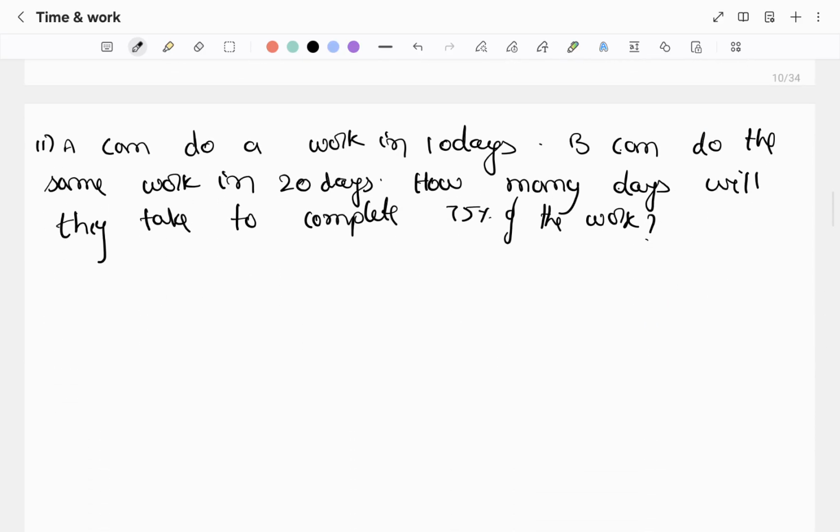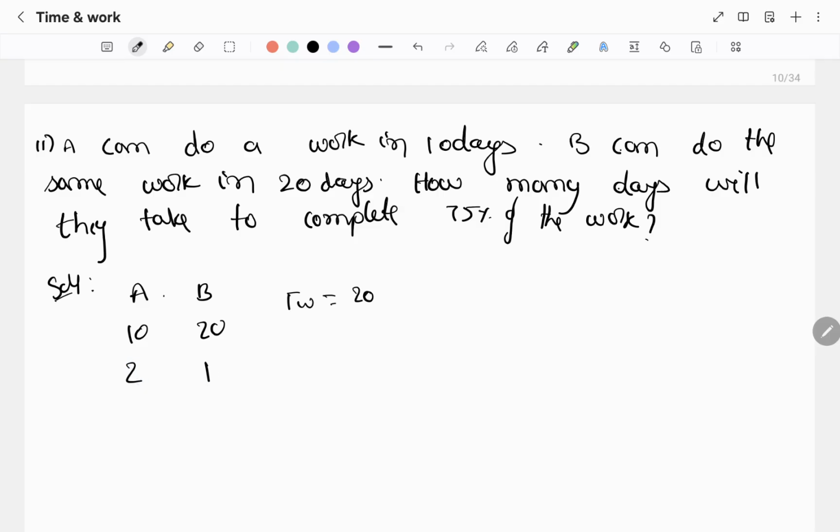Next question. A can do a piece of work in 10 days. B can do the same work in 20 days. How many days will they take to complete 75% of the work? Okay, so A 10 days, B 20 days. So total work is 20. Efficiency is 2 and 1.